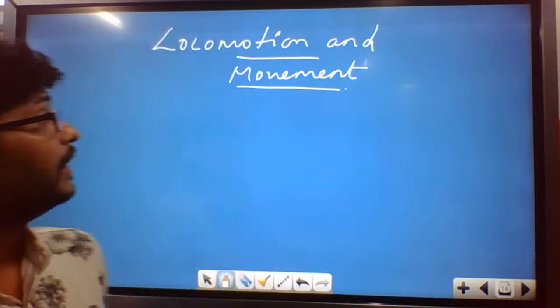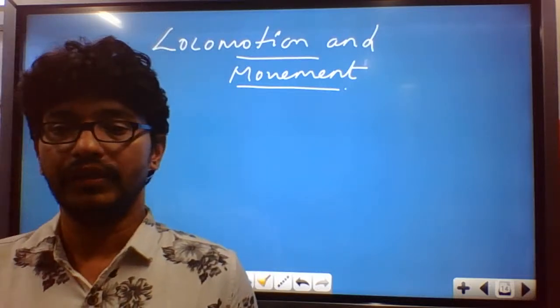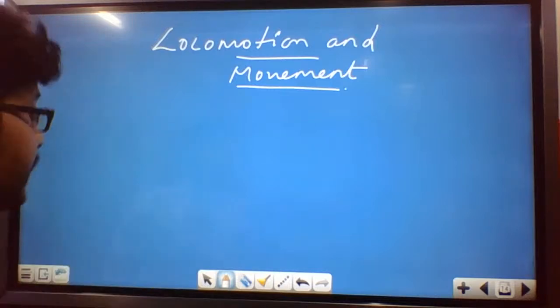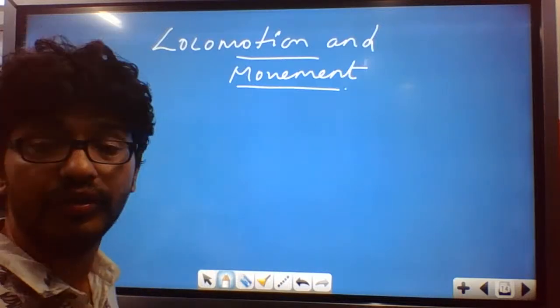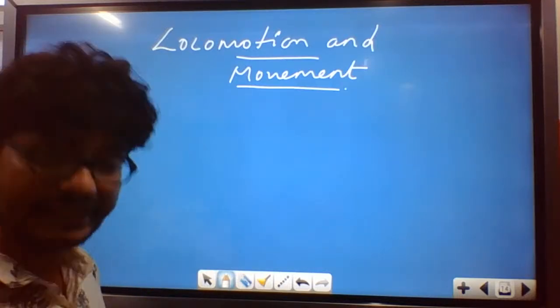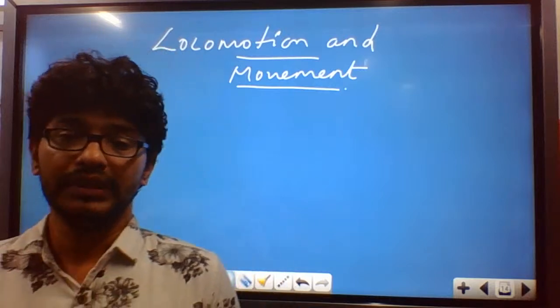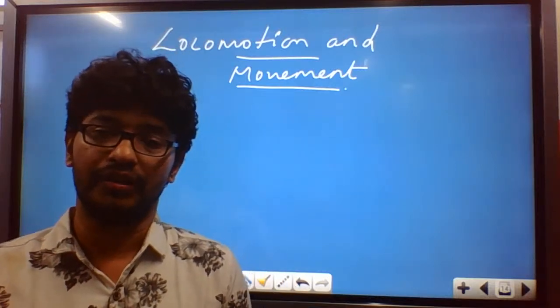Sputum is not actually the staining technique. Next we move on to locomotion and movement. As for the difference between locomotion and movement, what exactly does movement mean?